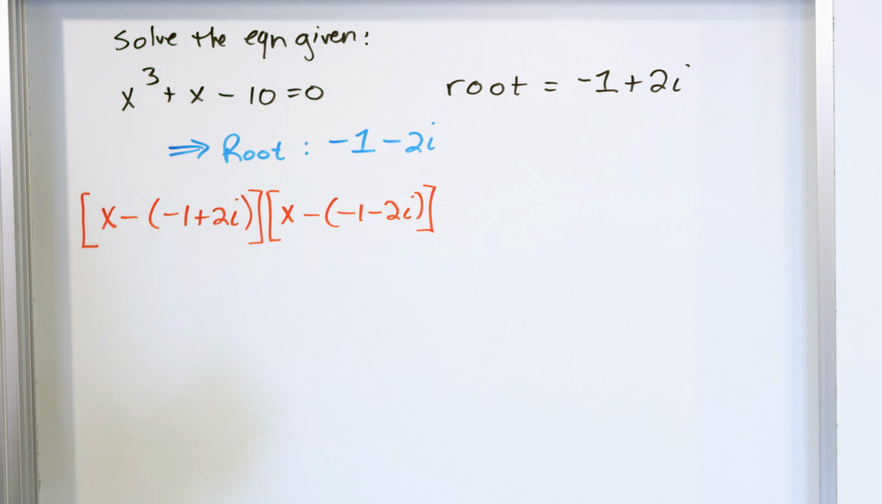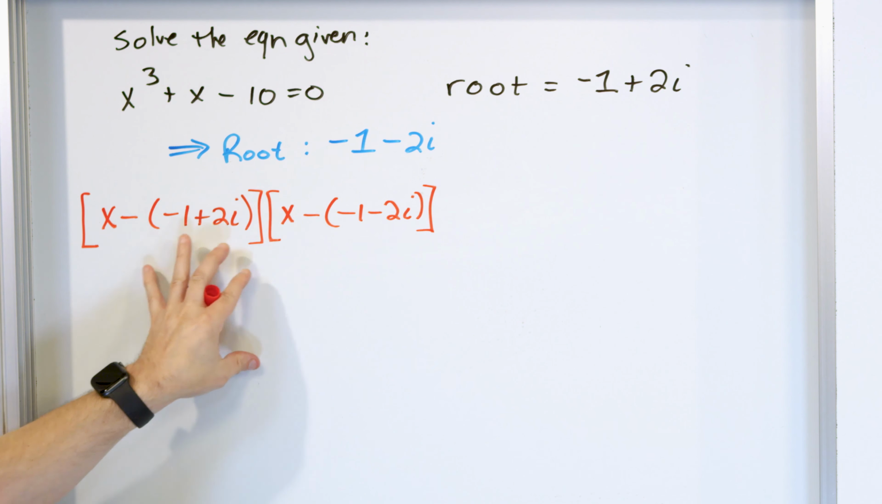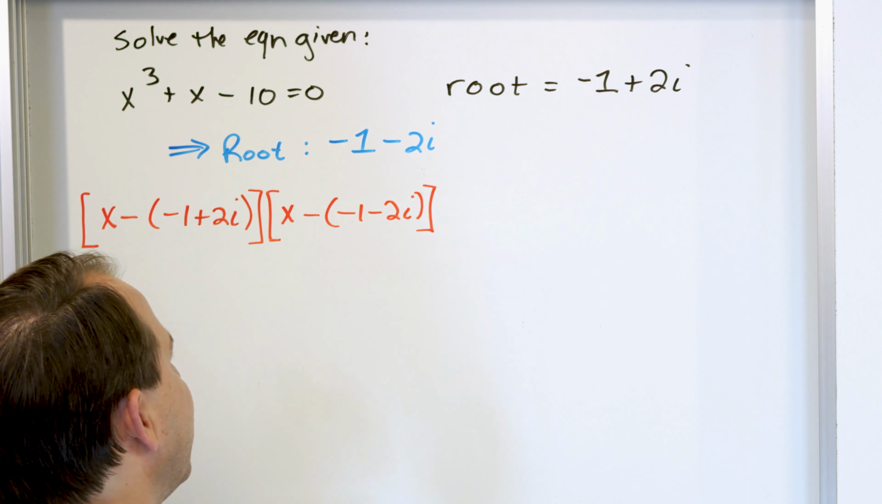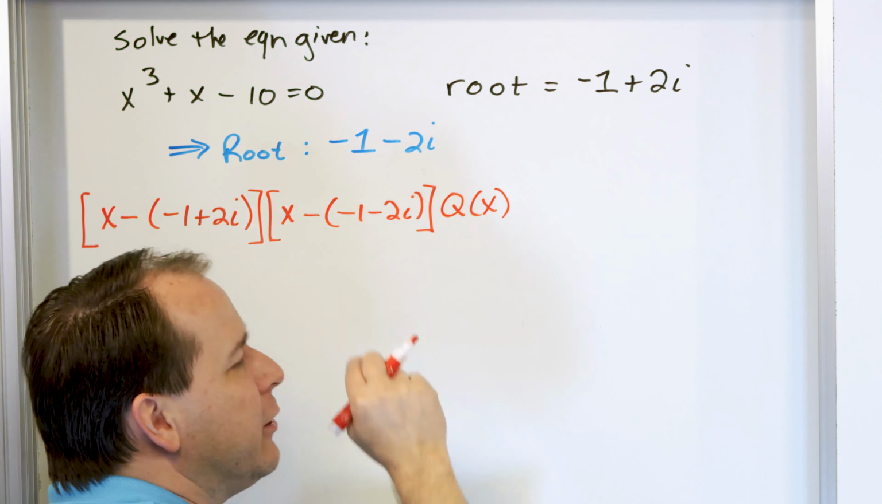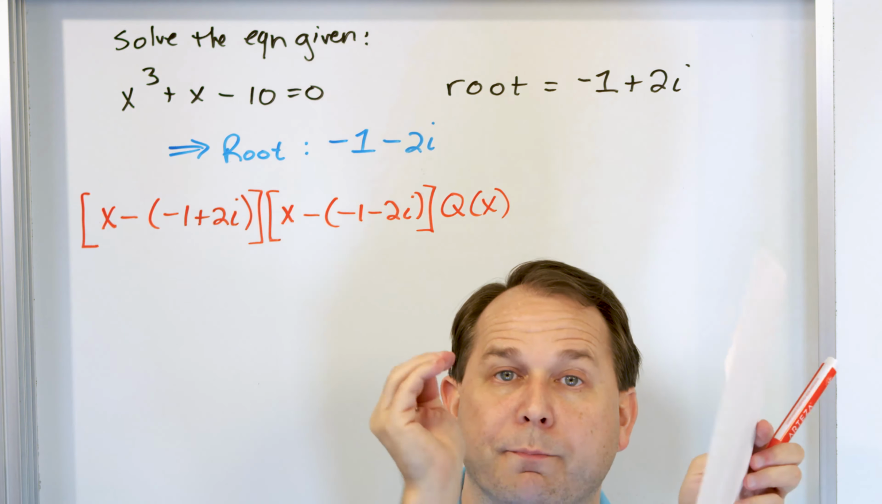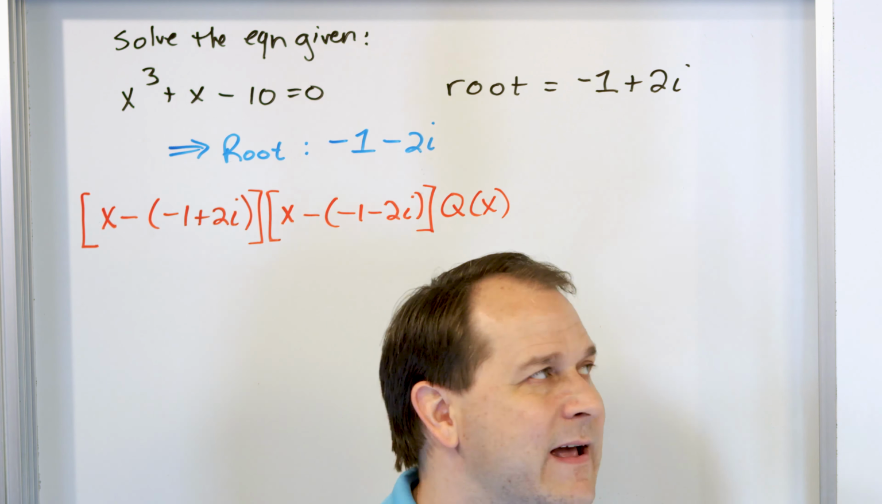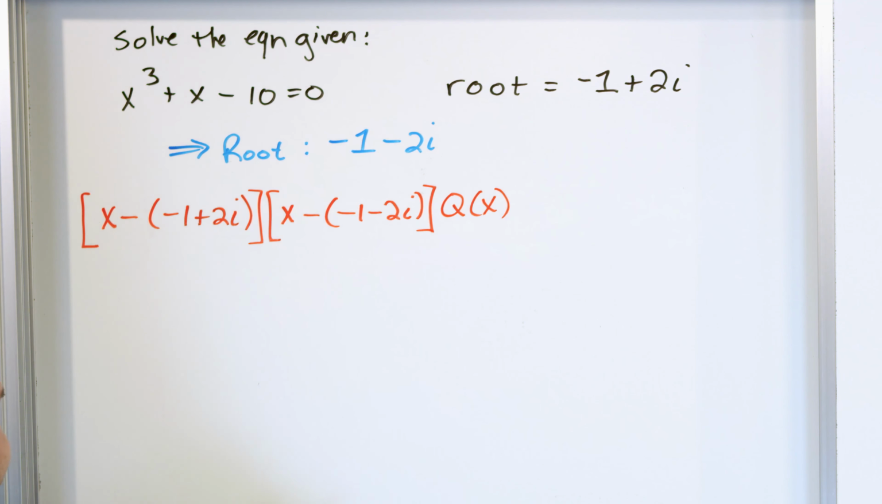Now the thing is, this is a root, but we know that there has to be a third root. I have no idea what it is, so I'm going to call it q of x. Don't get scared by this. It just means there's some other parentheses term that has x that is another root of this equation.